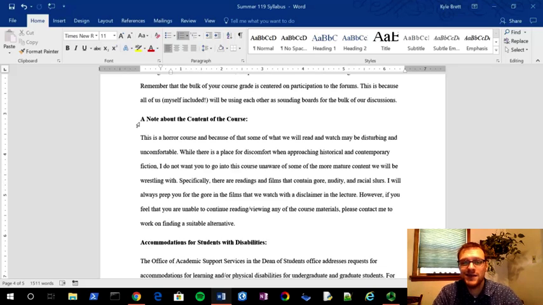Specifically, there are readings that contain gore. Some of the movies are gory. I will never just drop the movie on you and go, hey, have fun. I will give you a heads up about the gore that is happening in the movie. The clips that I show, I will also preface with, hey, by the way, this might be a little gory. There will be nudity and racial slurs in some of the fiction and games that we wrestle with.